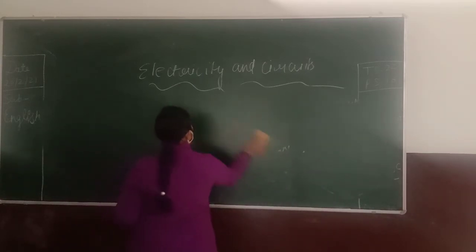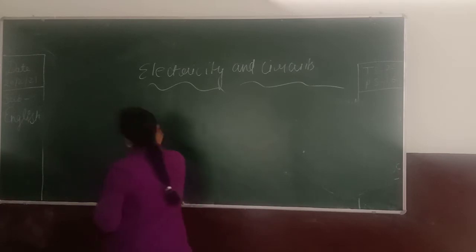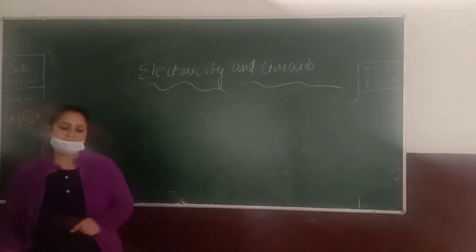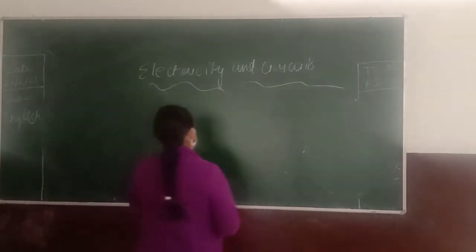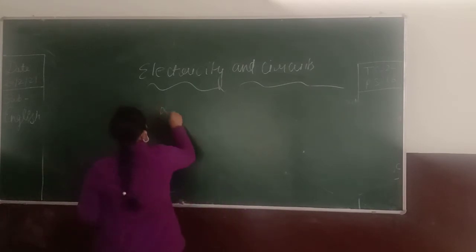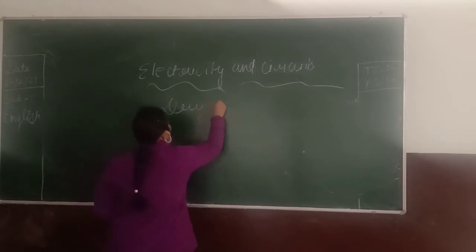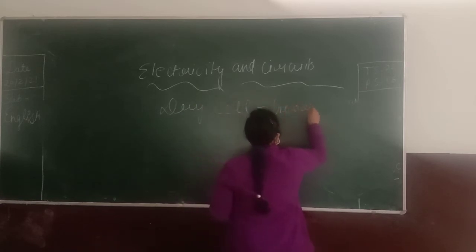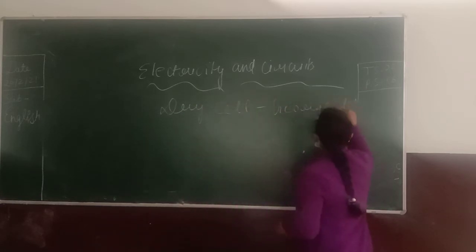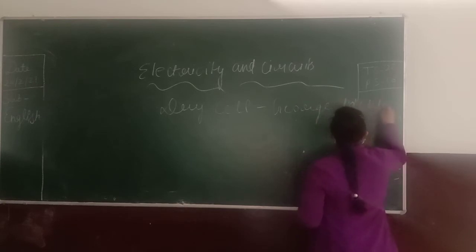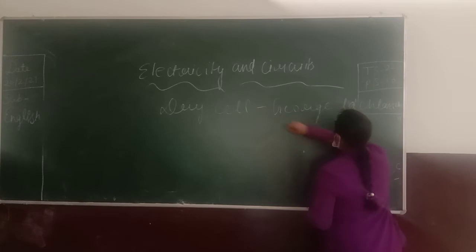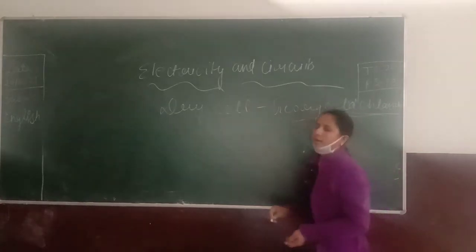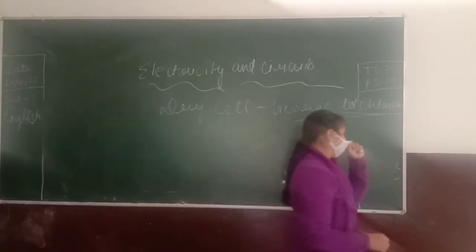So you learned about the cell, primary and secondary cell. Now let me explain the dry cell. It is also called dry cell. Your dry cell was discovered by George Leclanche. That's why it is also called a Leclanche cell.